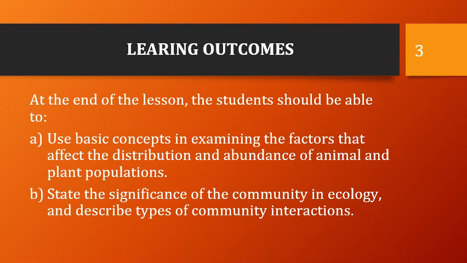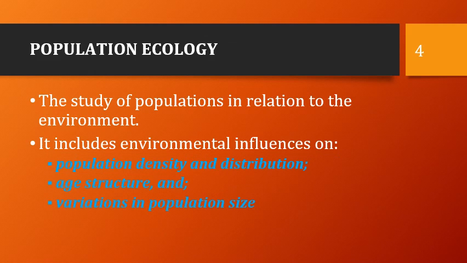So before we proceed with our activity or this discussion, I'd like to present to you the learning outcomes. So at the end of the lesson, the student should be able to use basic concepts in examining the factors that affect the distribution and abundance of animal and plant population. And the next one is state the significance of the community in ecology and describe types of community interaction.